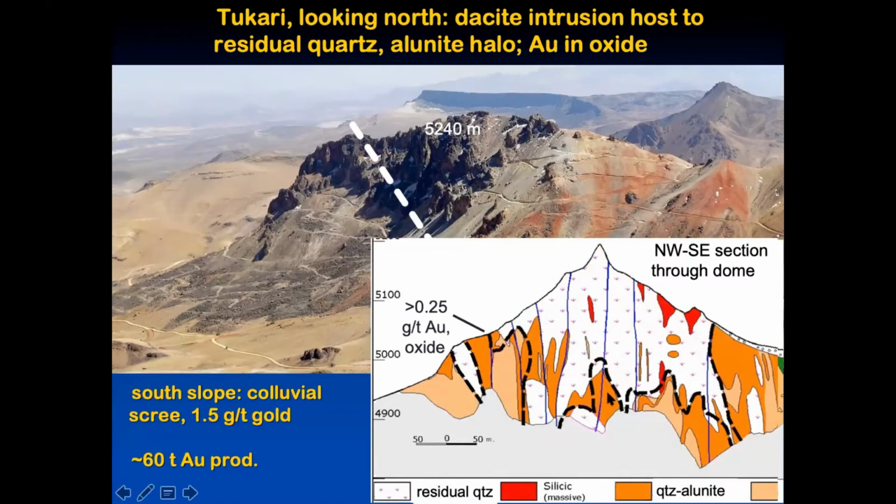We can see within the core of the deposit, associated largely with that dacite intrusion, there is residual quartz and also zones of massive quartz with a halo, in the orange, of quartz alunite advanced argillic alteration.